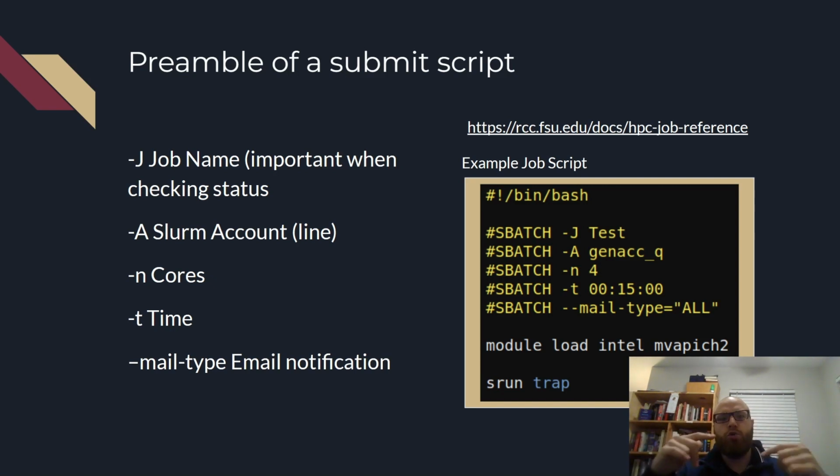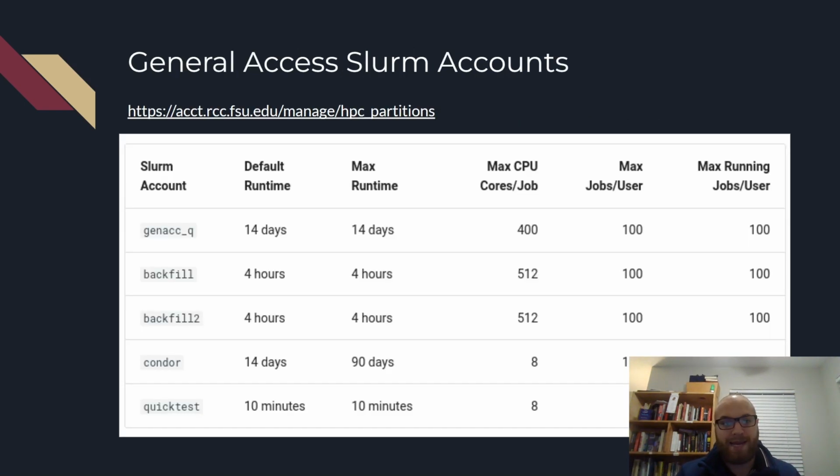So in this case, we're going to load 2 modules, Intel MBA Pitch 2, and we're going to run the trap. Okay. So that's basically how a submit script works. Now, let's talk a bit about Slurm accounts.